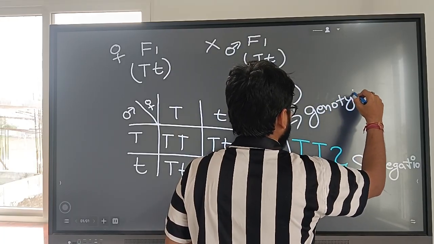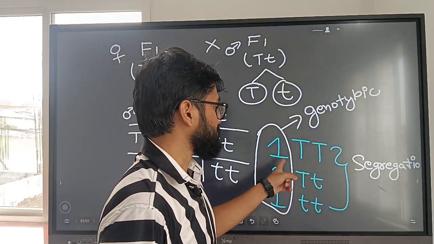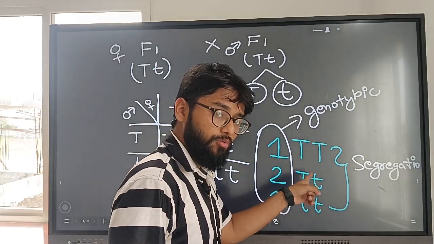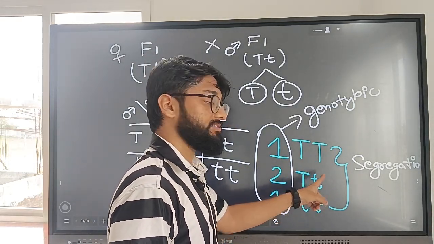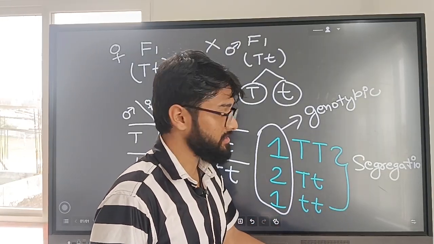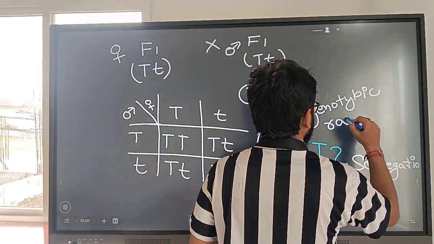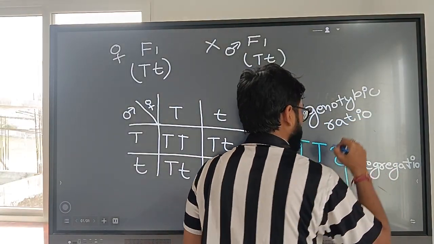Why? Because we are seeing that we get one homozygous dominant, two heterozygous dominant, and one homozygous recessive. This is the genotypic ratio, 1:2:1 for a monohybrid cross.